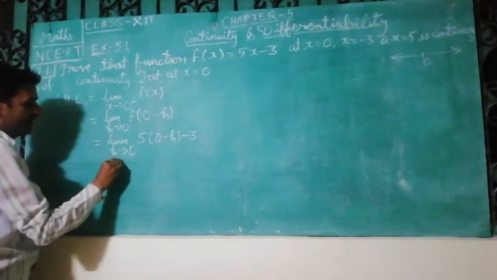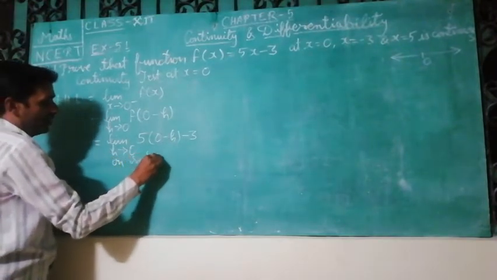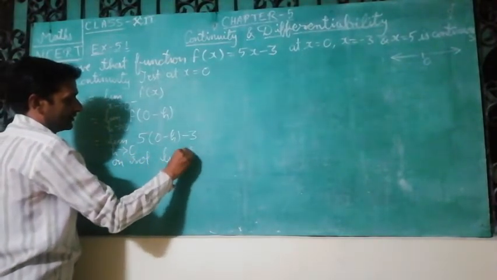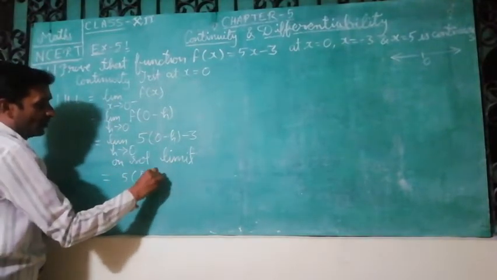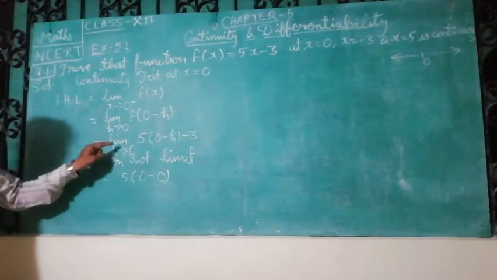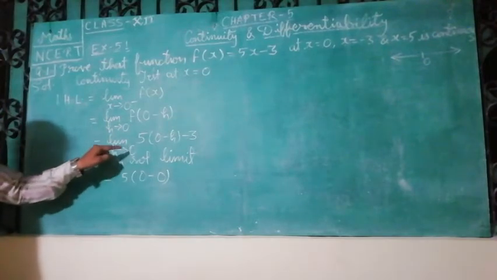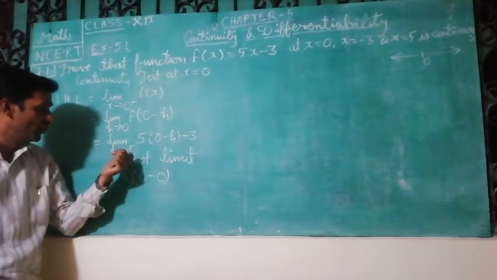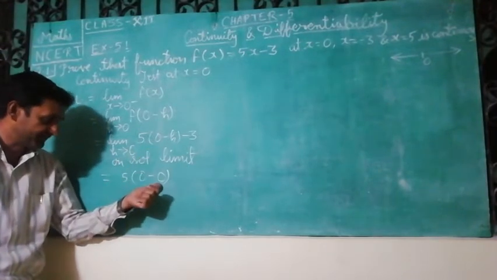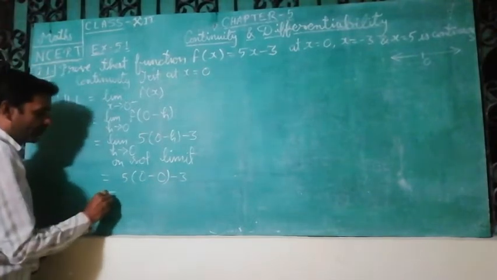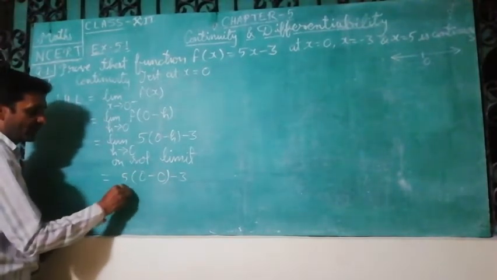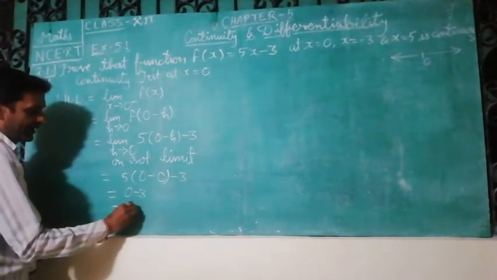So on solving the limit, what will happen? On solving the limit, this becomes 5 into 0 minus 0. Once you have solved the limit, there is no need to write the limit h tends to 0 now. You put the value of h here. So 5 into (0 minus 0) minus 3, which equals 5 into 0, that is 0, minus 3. So it is equal to minus 3.